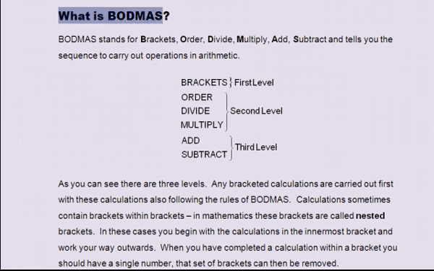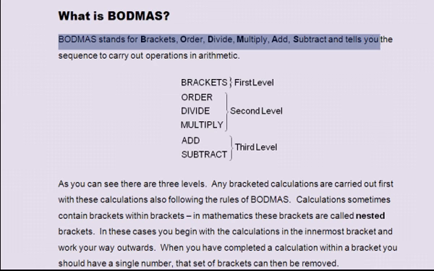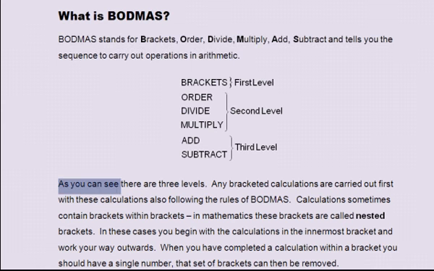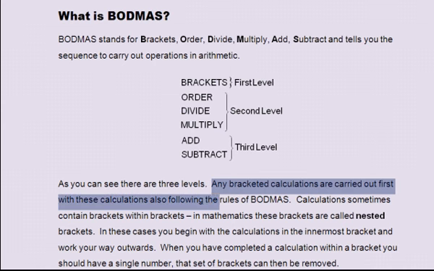What is BODMAS? BODMAS stands for brackets, order, divide, multiply, add and subtract, and tells you the sequence to carry out operations in arithmetic. As you can see, there are three levels. Brackets are the first level, order, divide and multiply are second level, and add and subtract are third level. Any bracketed calculations are carried out first, with these calculations also following the rules of BODMAS.